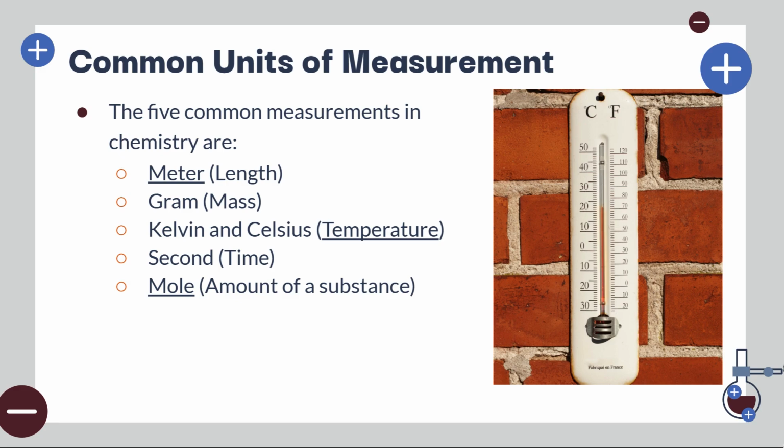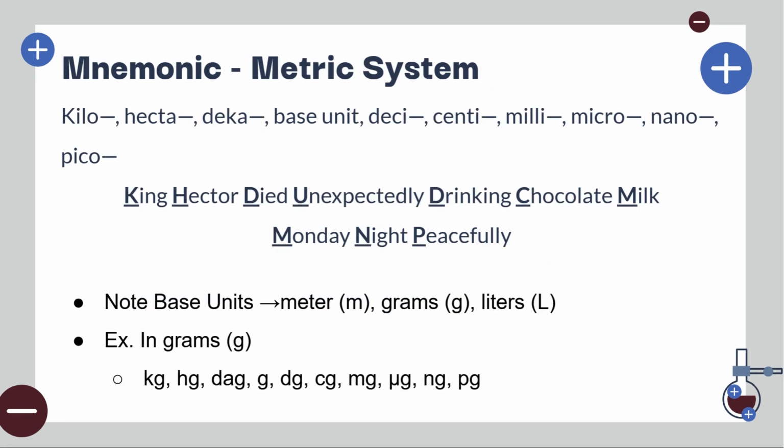Some common units of measurement in chemistry include meter for length, kilogram for mass, Kelvin and Celsius for temperature, seconds for time, and moles for amount of a substance. All of these can be expressed with new prefixes as long as you convert the units using the methods we'll describe next. A very helpful mnemonic for the metric system is King Hector died unexpectedly drinking chocolate milk Monday night peacefully. As you can see, each word corresponds to a prefix.